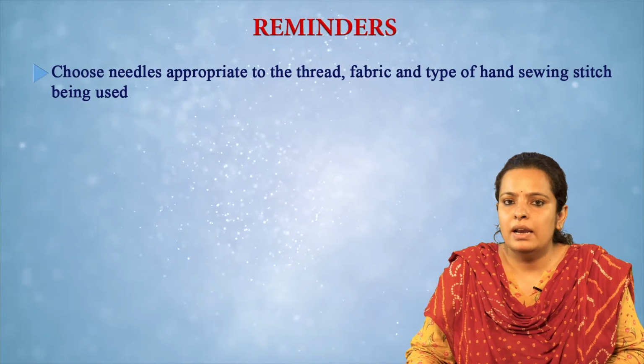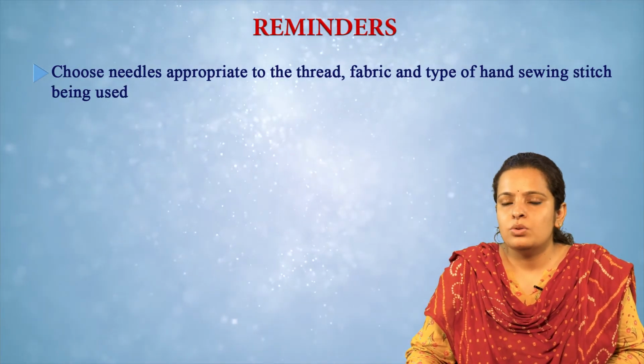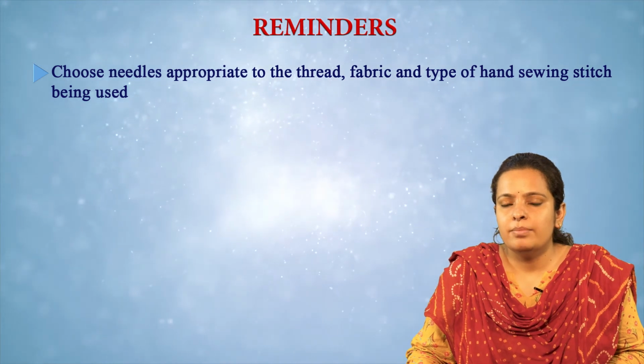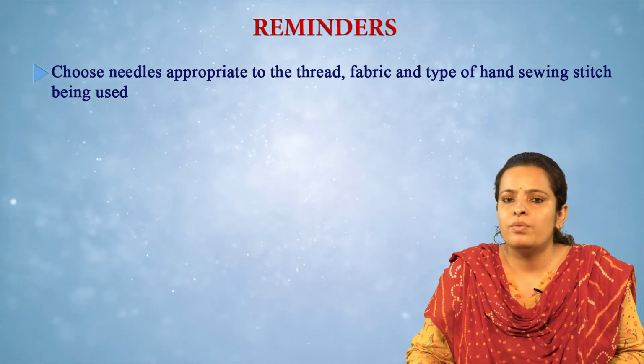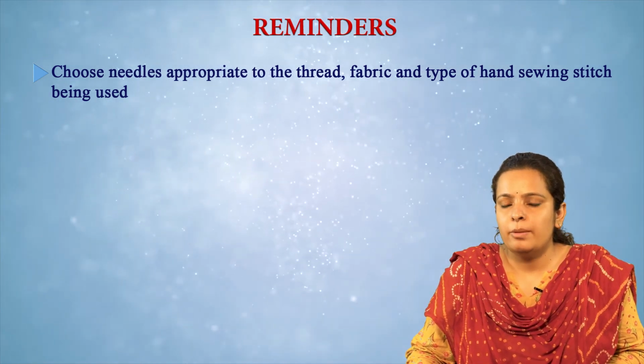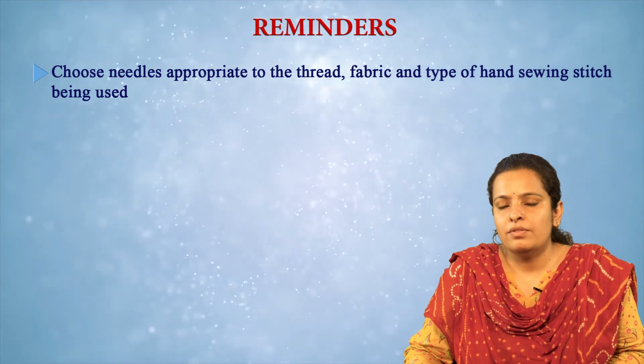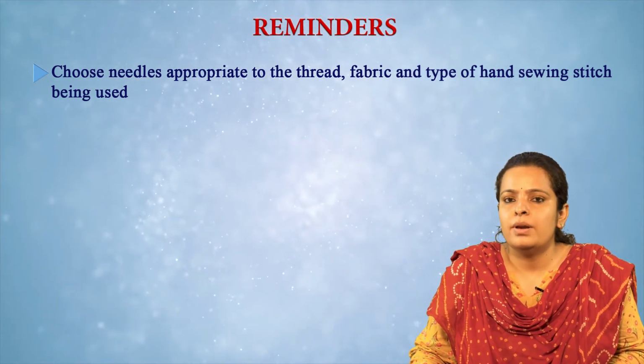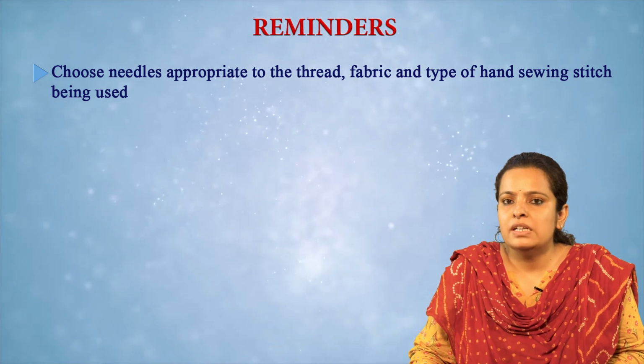These were some basic hand stitches we generally use for creating a garment. Then there are some points which you should remember when you go for the basic hand stitches. What are they? First, choose the needle appropriate to the thread. It is very important to know that for different types of thread we need different types of needles. For doing embroidery on the fabric, we need different types of needles and thread.